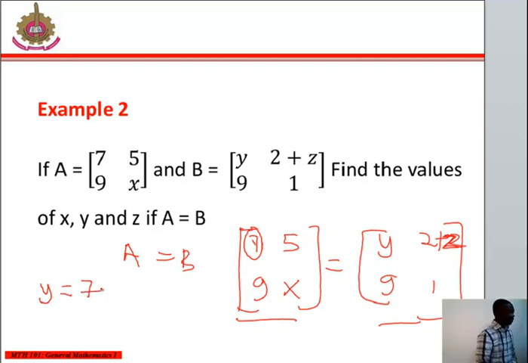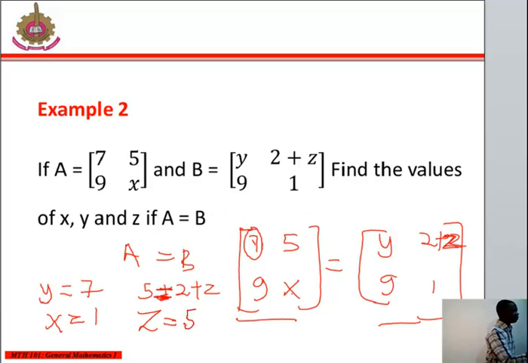If you take the first column, the first element, which is 9, is equal to 9, and x, which is the second element on the second column, is equal to 1, because the matrices are the same. Similarly, your 5 is equal to 2 plus z. That is, 5 is equal to 2 plus z. If you make z the subject of the formula, then you have 5 minus 2. It means that your z is equal to 3.